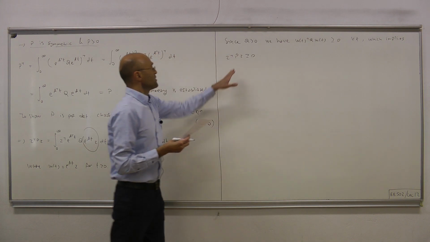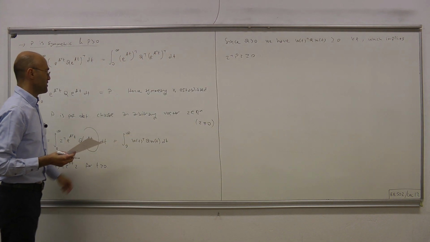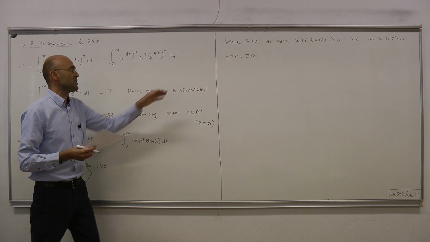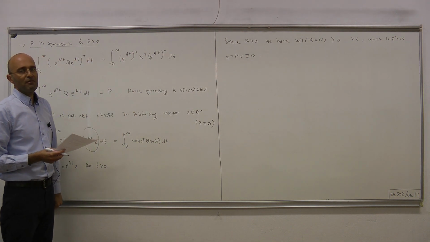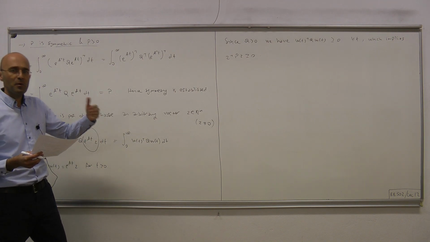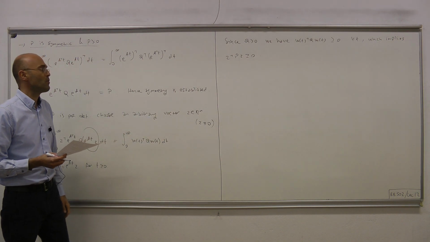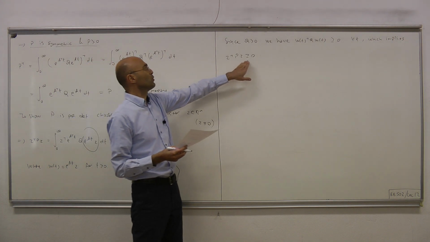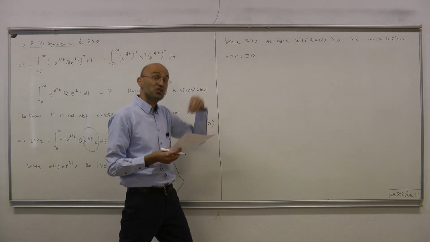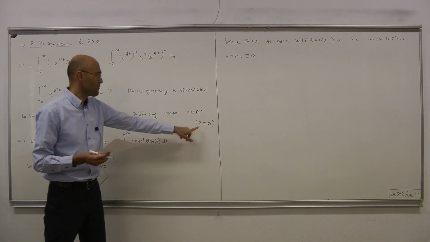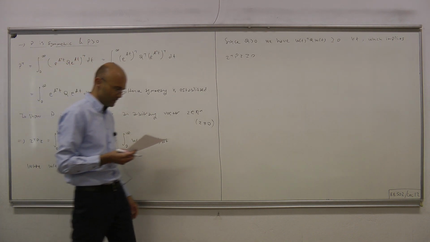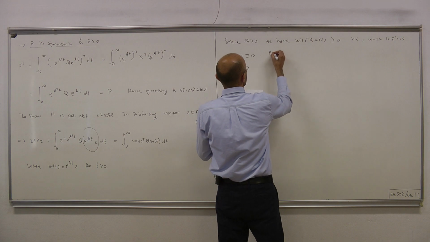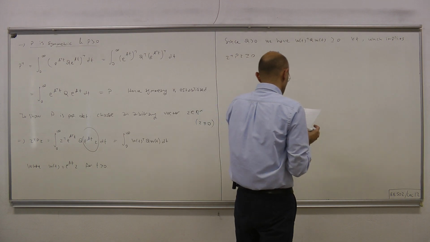Okay, so since z was an arbitrary vector, this establishes at once that P is positive semi-definite. But we want something stronger than that. We want to show that this is not only greater than or equal to 0, but strictly greater than 0, because z is different than 0, and we want to show that P is positive definite. So we have to go one step further.